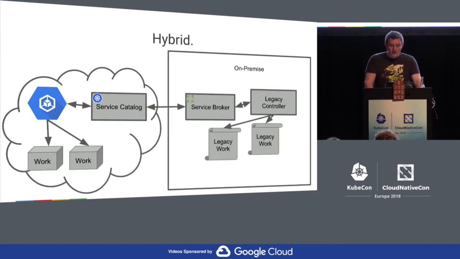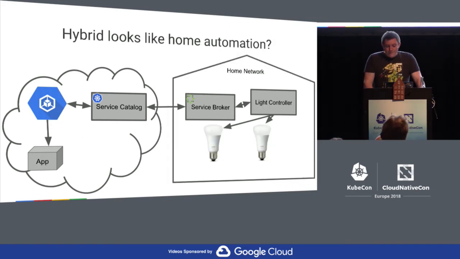And hybrid could look like this, right? You've got your K8s cluster running Service Catalog. It talks to a service broker, which talks to your legacy controller, whatever that is, maybe Puppet, maybe a bunch of shell scripts. And I thought that looked like home automation. So I figured it's a good match.